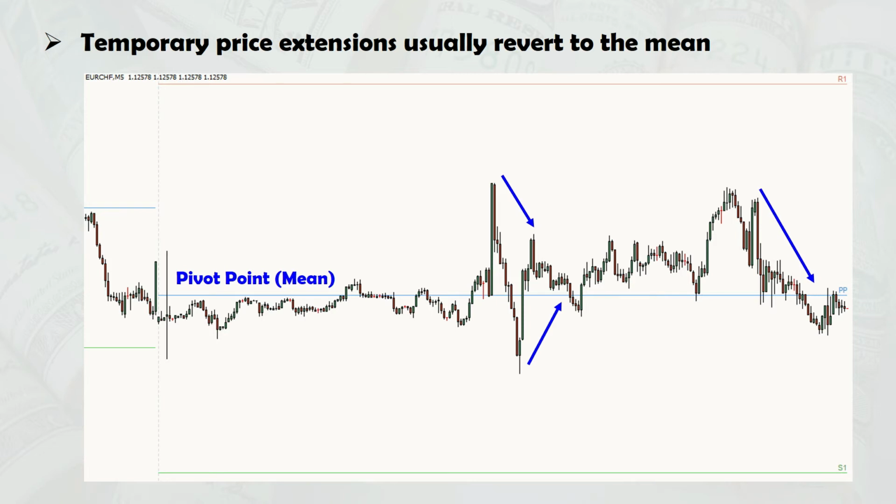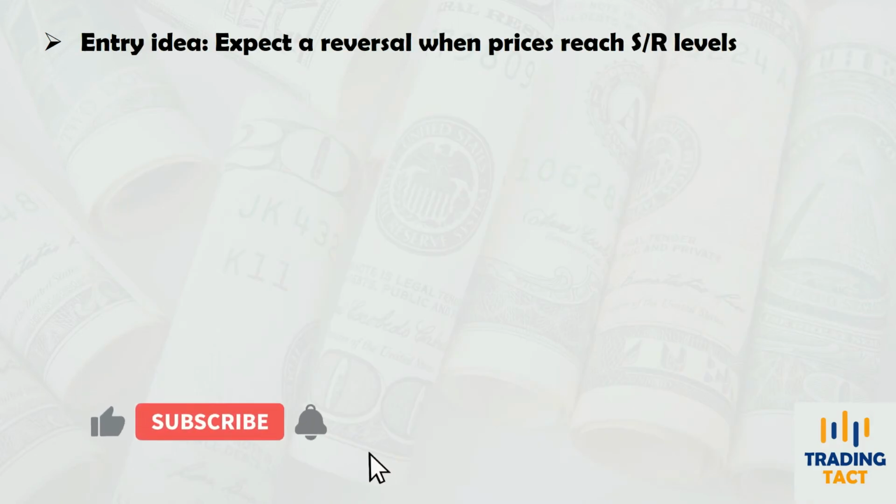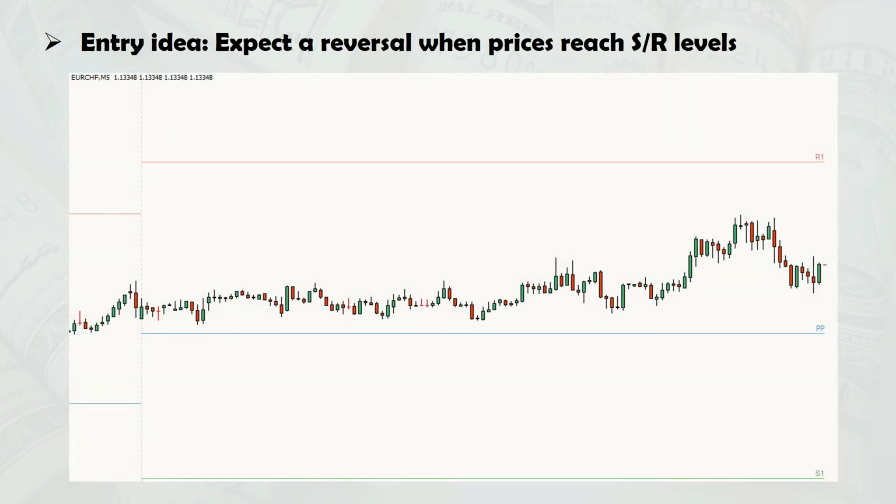Now that we've decided on our trading window, where should we place our entries? The idea is to expect a reversal when prices reach the support or resistance levels. Recall that the pivot point and its associated support and resistance levels are calculated using daily prices. After some observation, it became apparent that the 5-minute euro franc rarely reaches even the S1 or R1 levels, especially during the quiet Asian hours.